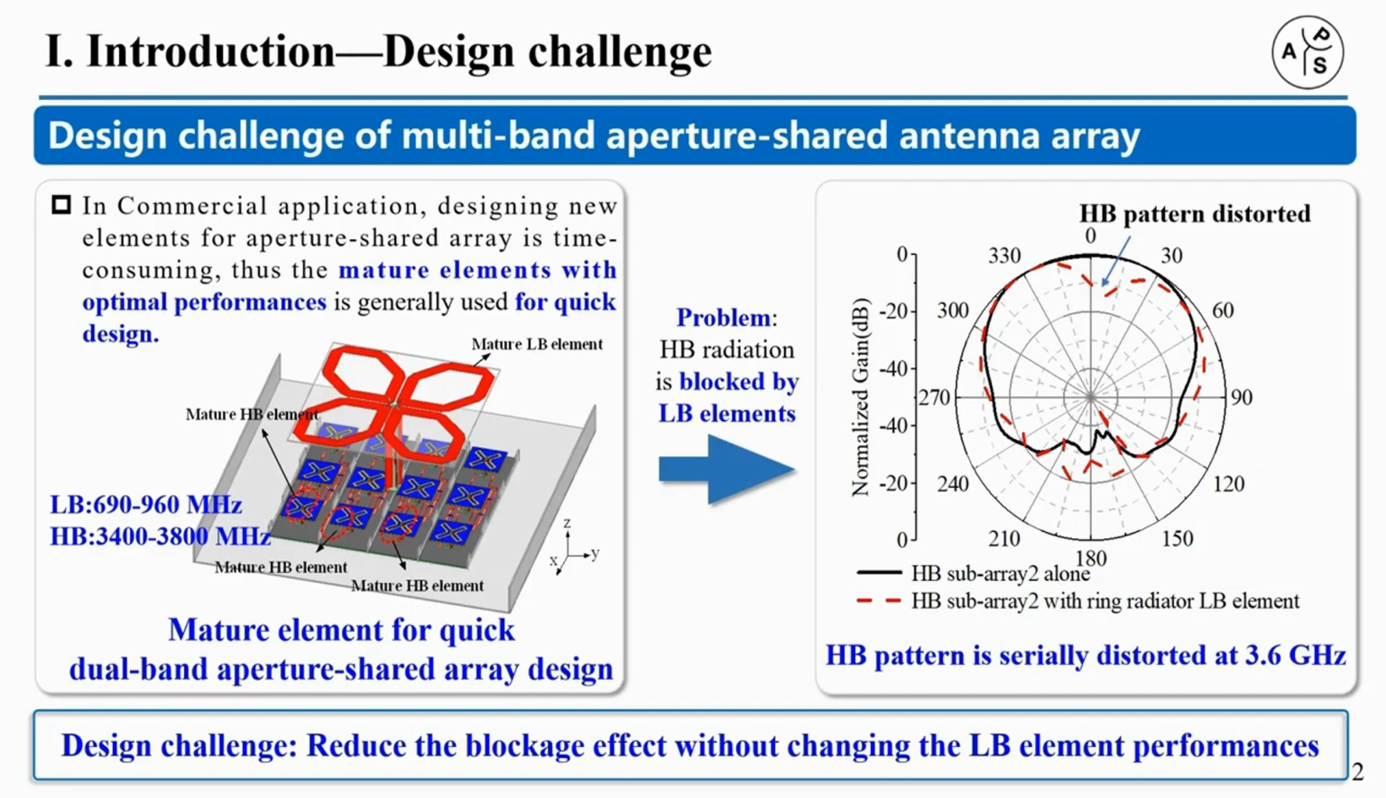In commercial application, designing new elements for aperture-shared array is time-consuming. For quick deployment, the mature low-band and high-band elements operating at 690 to 960 MHz and 3400 to 3800 MHz respectively are usually used to design the dual-band aperture-shared array. However, the high-band radiation is generally blocked and distorted by the higher low-band element. As a result, a systematic approach to reduce the blockage effect without changing the antenna performances is indeed demanded.